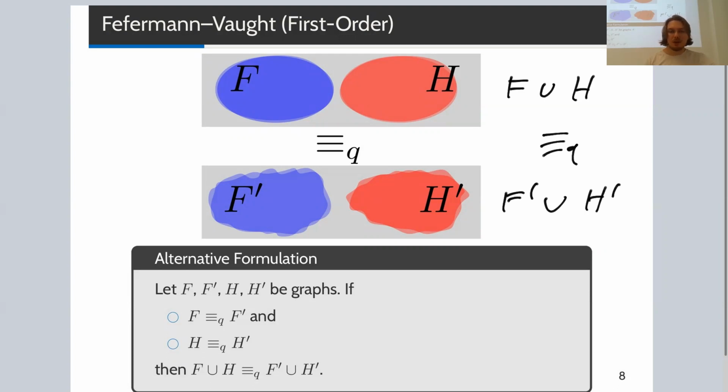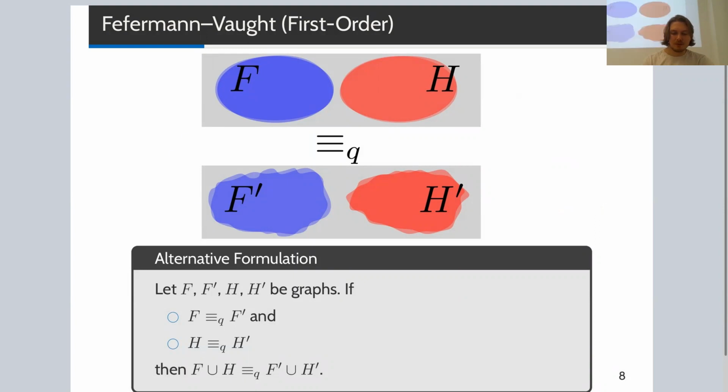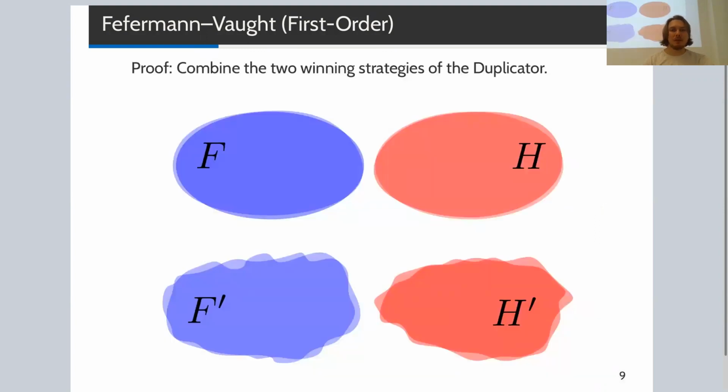So in other words, if I take F union H, I swap out F with something that is equivalent, and I swap out H with something that is equivalent, the Q type stays the same. I get something that is equivalent to the original graph. And the proof of it is actually quite short. So we're going to use our winning strategies of a duplicator.